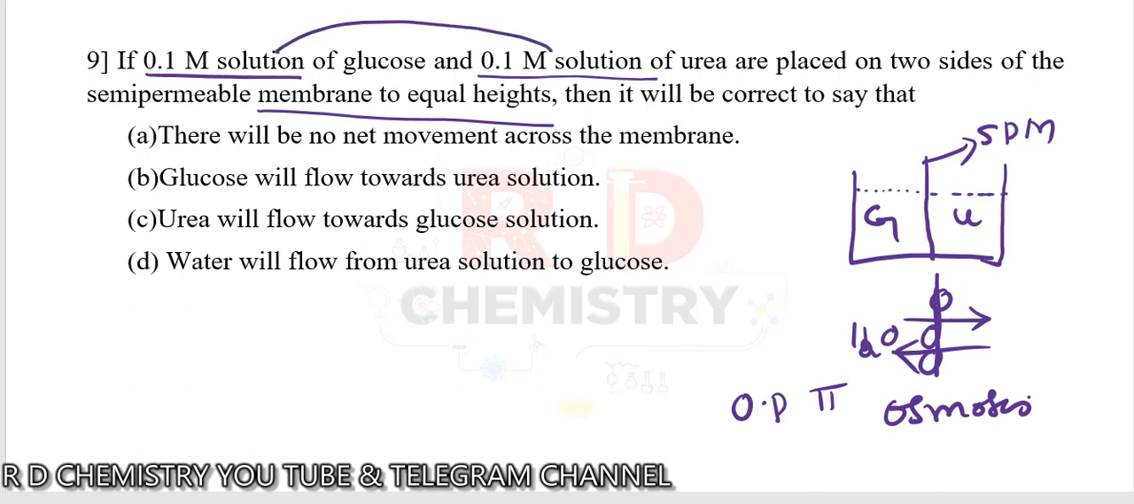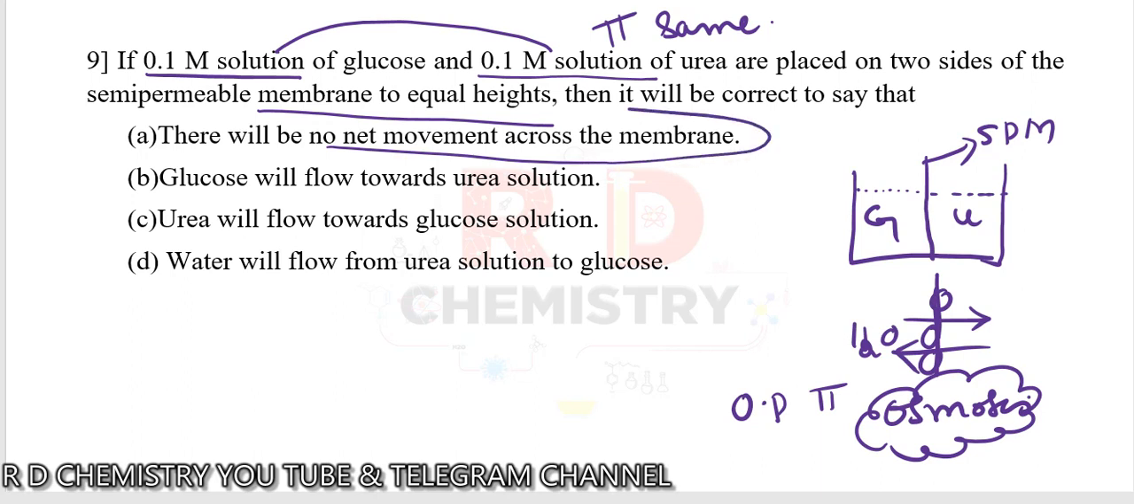The concentration of both the solutions is the same. Therefore, the osmotic pressure pi is the same. When the osmotic pressure is the same, there is no net movement of water molecules, or osmosis. Remember, there is no net movement of the molecules across the membrane. So the answer is A. Remember, there is no change.